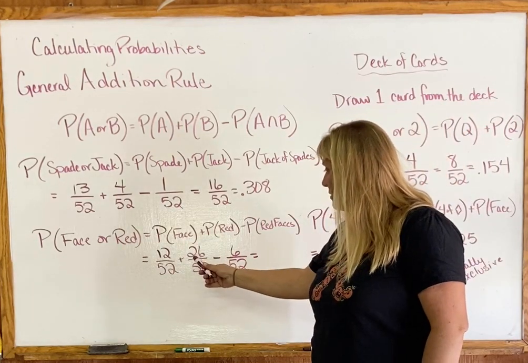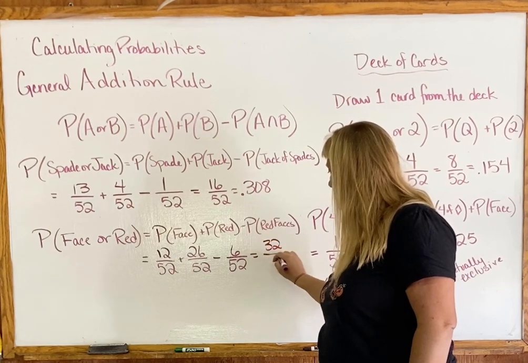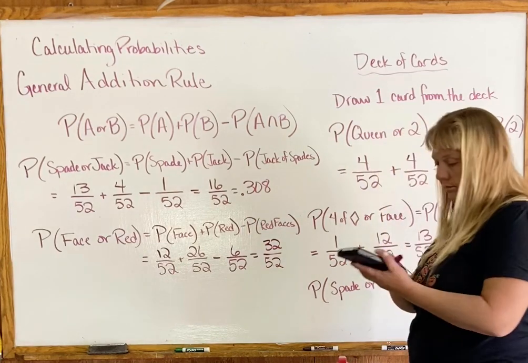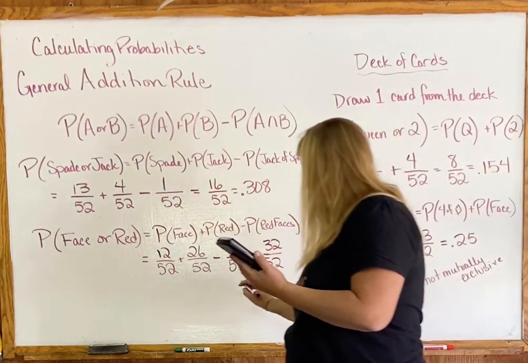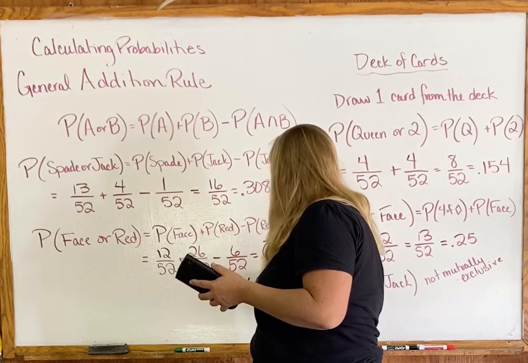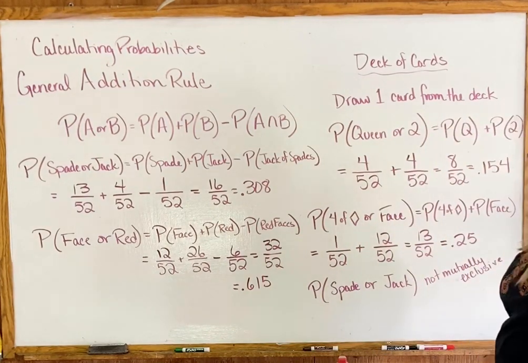So let's see, that'll give us 32 over 52, which gives us 0.615. So there is a 61.5% chance that you will get a face card or a red card.